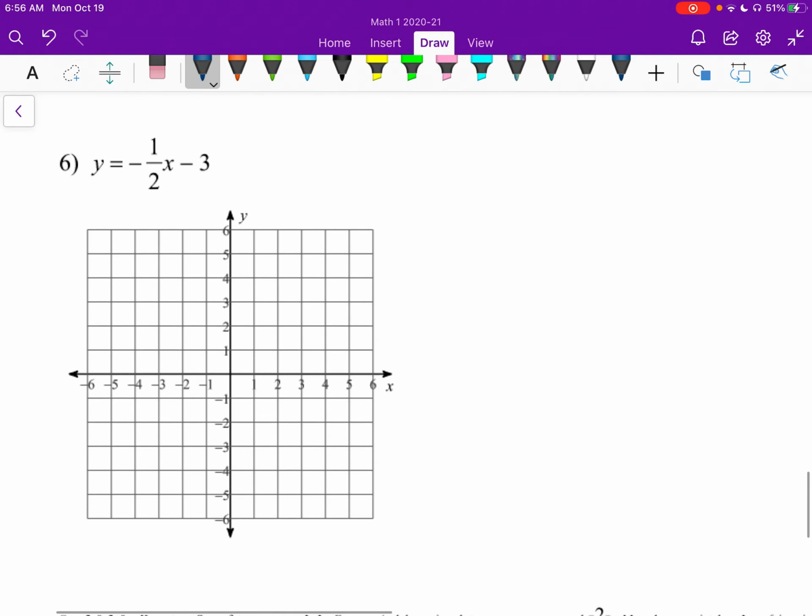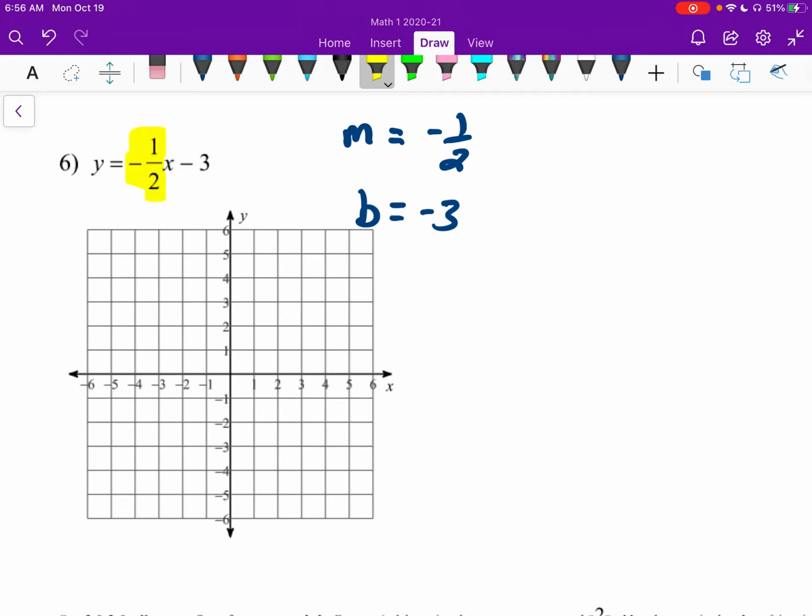Number 6, our slope m is negative 1 over 2. Our b is negative 3. Now one extra note here. Our slope is just the negative 1/2, not the x. Don't use the x. If I ask you what is the slope, don't put negative 1/2 x. Okay, make sure that you just use the coefficient. You only use the number there.